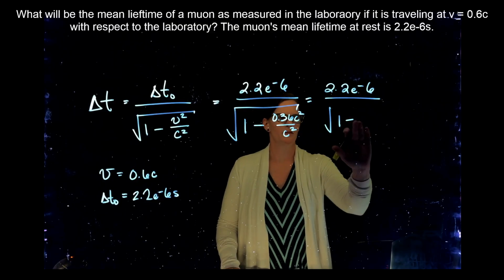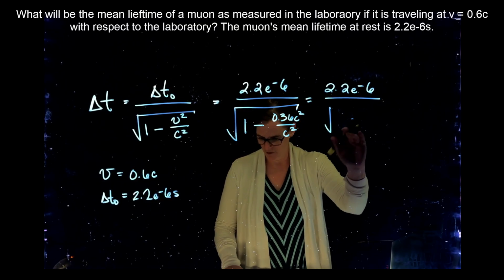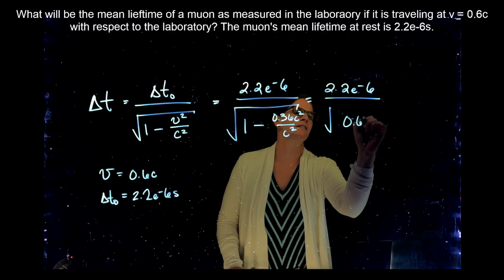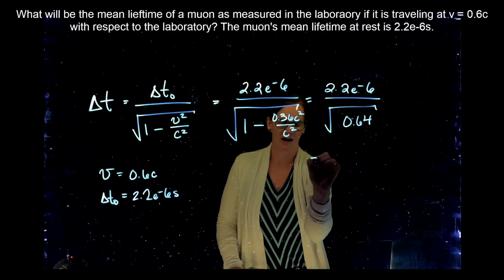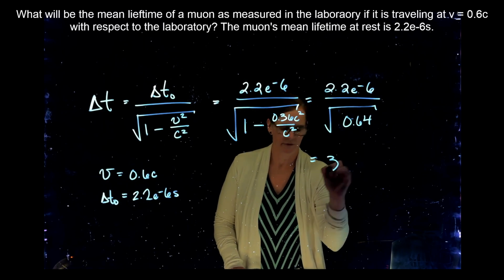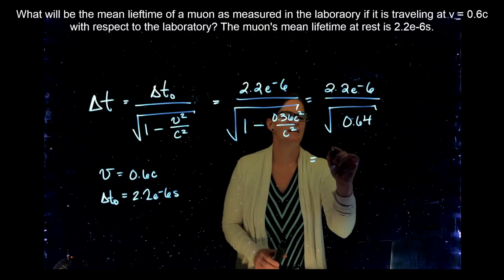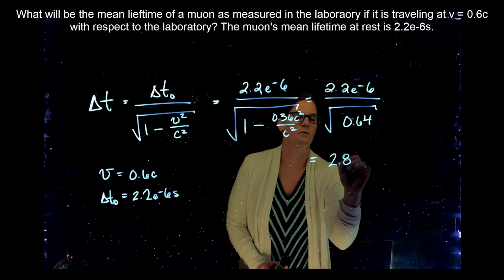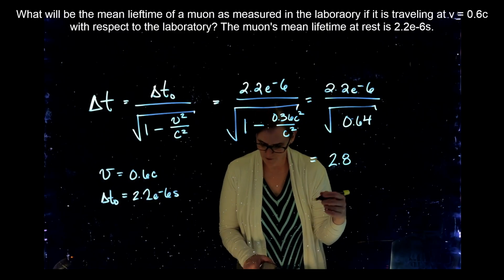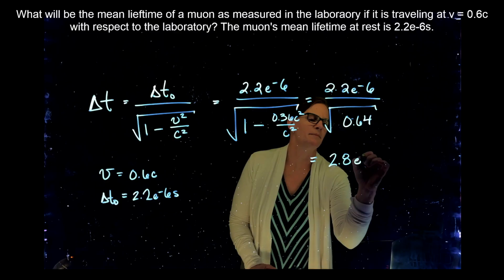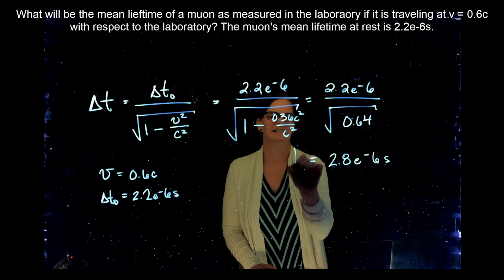1 minus 0.36 is 0.64. And we find that the average mean lifetime of the muon as observed by the laboratory is 2.8 times 10 to the minus 6 seconds.